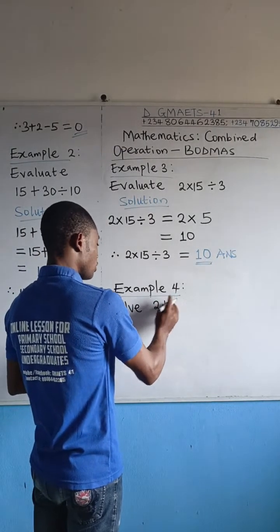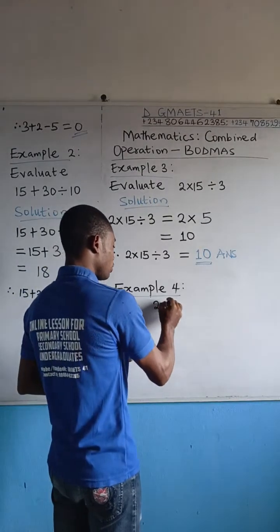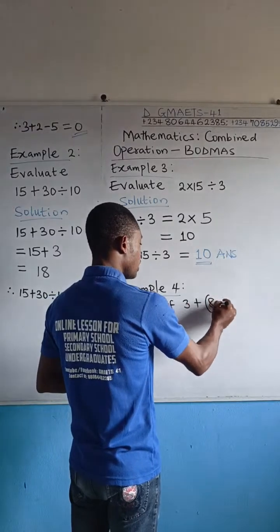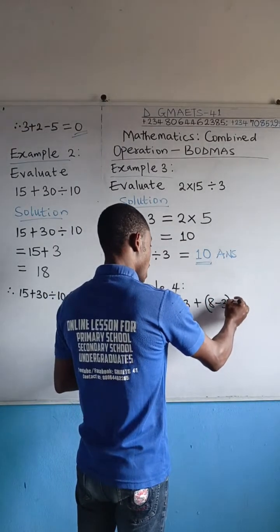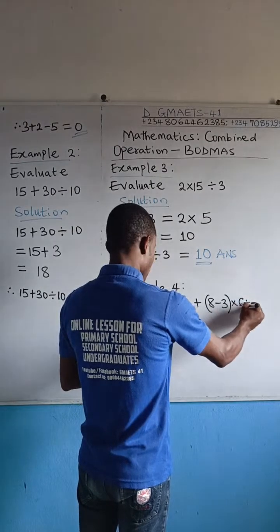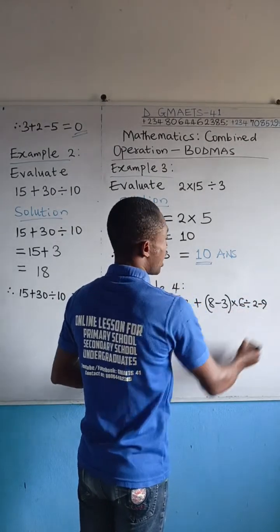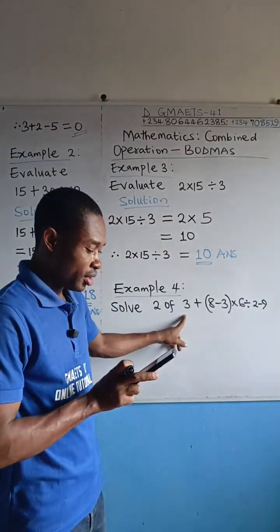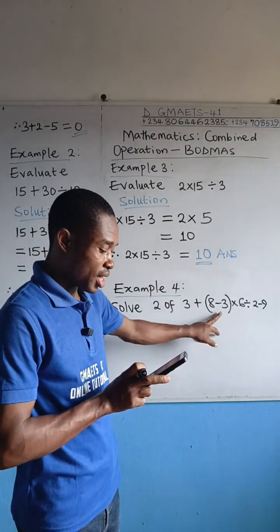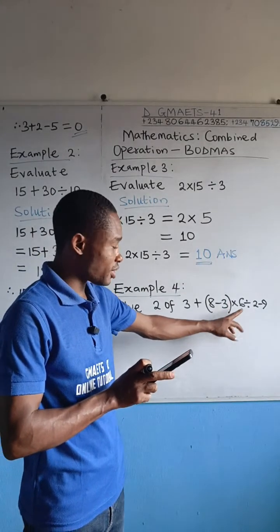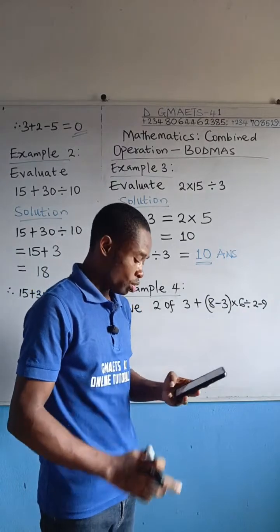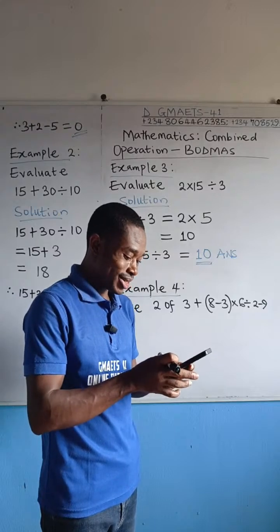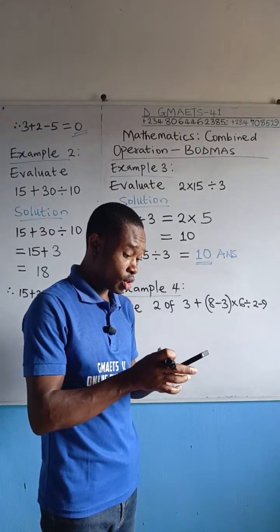Solve 2 of 3 plus open bracket 8 minus 3 close bracket times 6 divided by 2 minus 9. So this is the question we have. 2 of 3 plus open bracket 8 minus 3, close your bracket, times 6 divided by 2 minus 9. So we are going to solve this question and see what it is going to give to us.